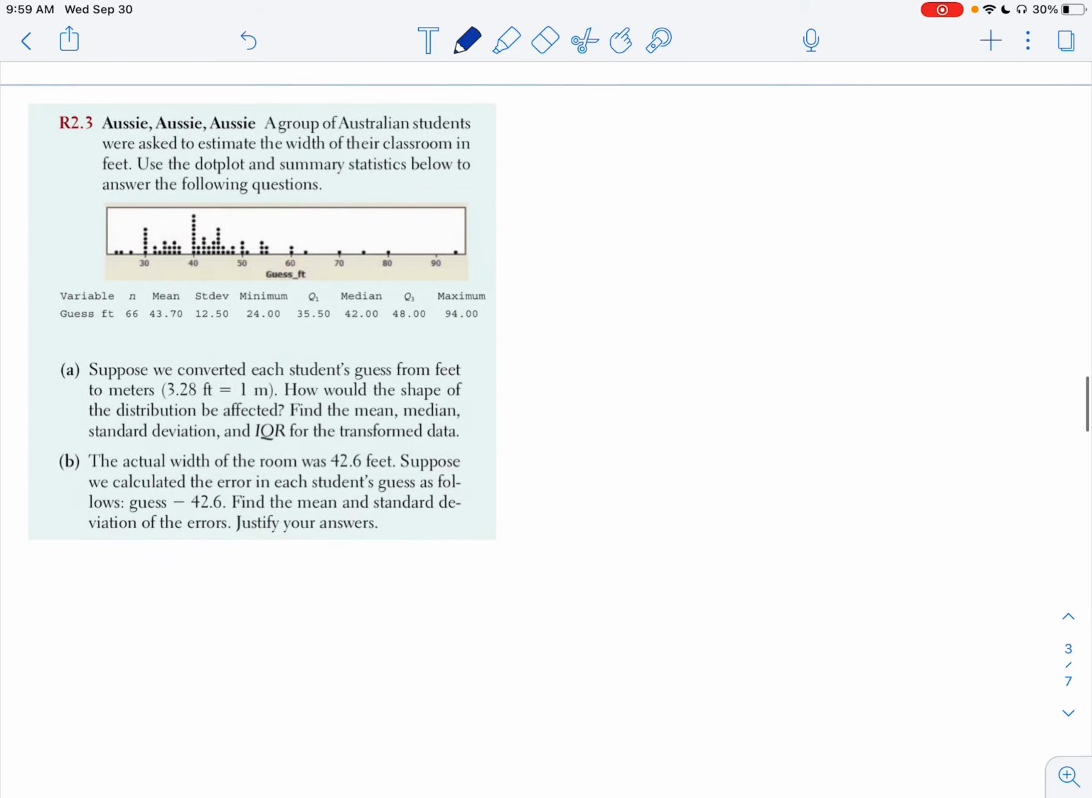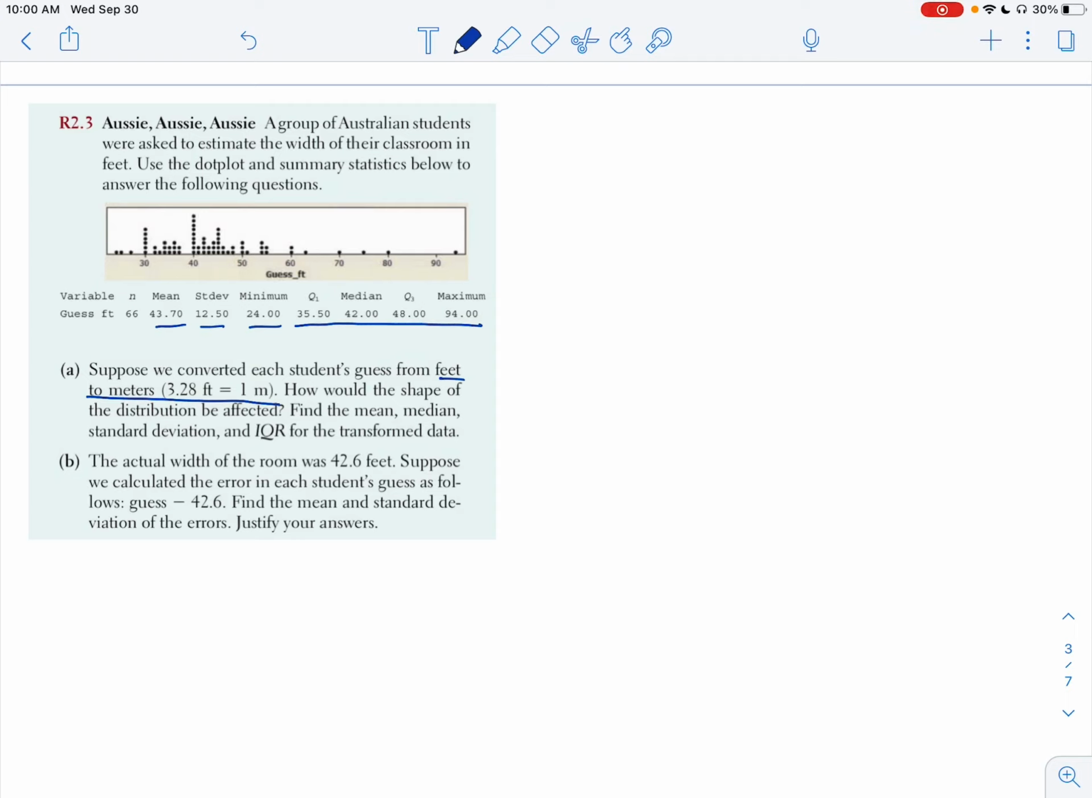All right, moving on to the next one. A group of Australian students were estimating the width of their classroom in feet, and we're using the dot plot to answer these questions. So we are given a dot plot. We're given the mean, standard deviation, min, and then our 5-number summary here. Suppose we converted each student's guess from feet to meters. How would the shape of the distribution be affected?